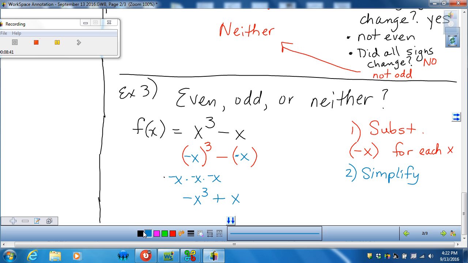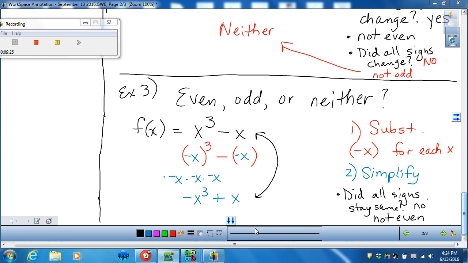So now when I look at my original and I look at my new answer that has been simplified, I want to look at my signs. So first question, did all signs stay the same? Or you could ask the kind of opposite of that, did any of the signs change? Did all the signs stay the same? No, they didn't. So it's not even.